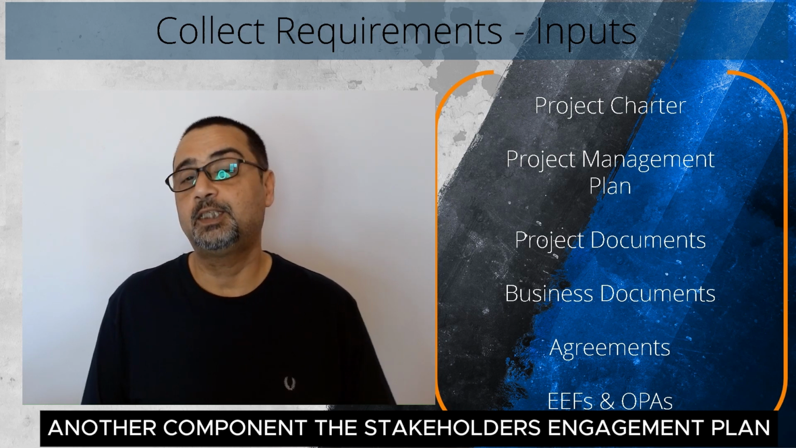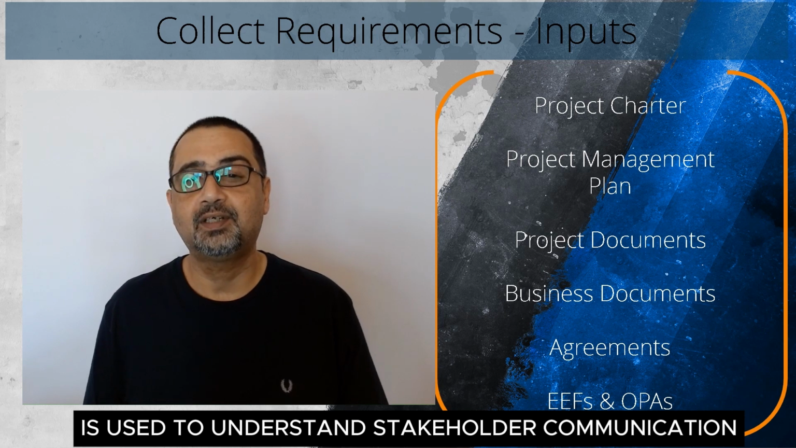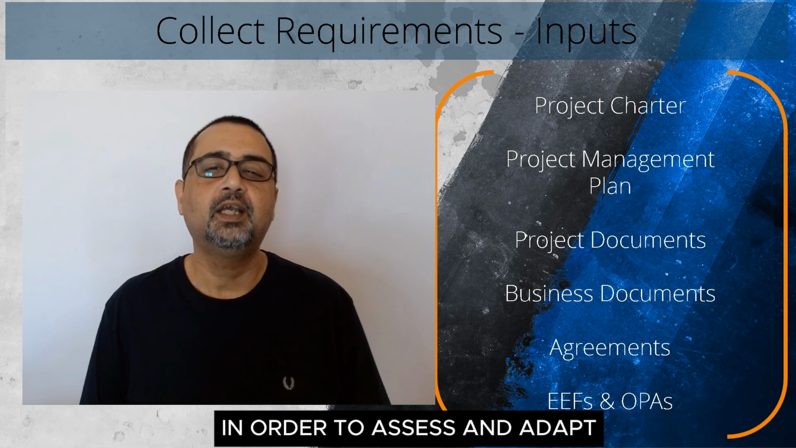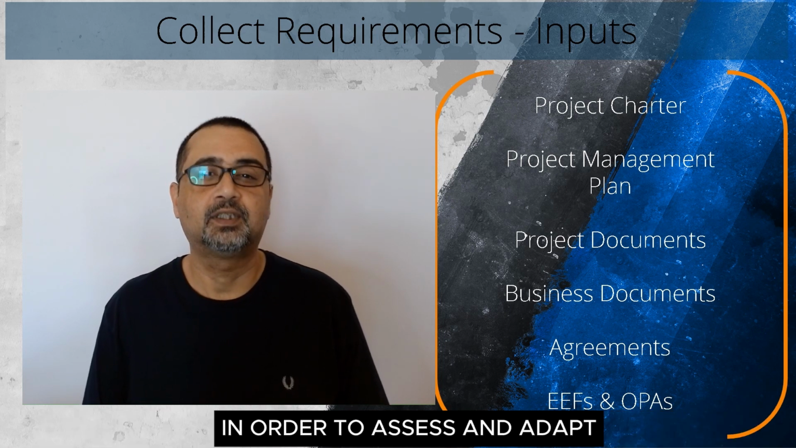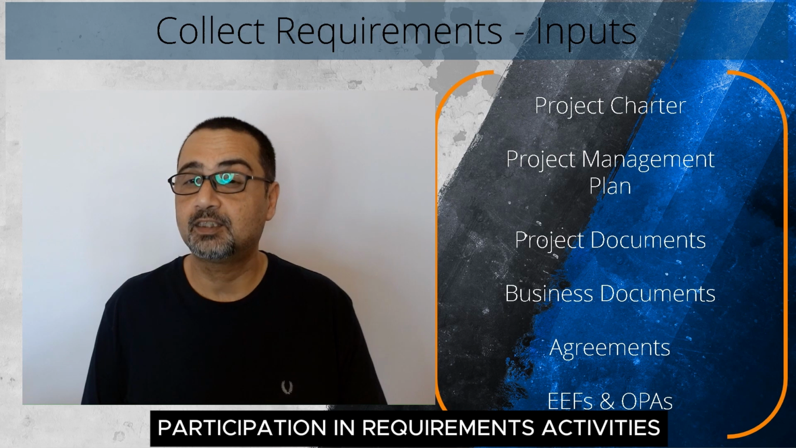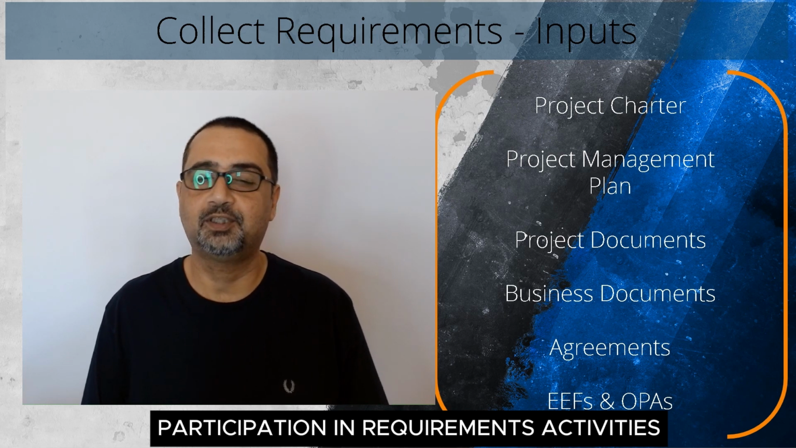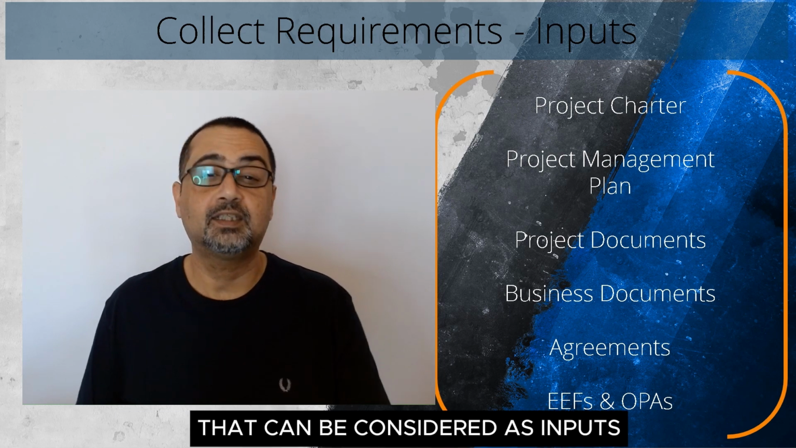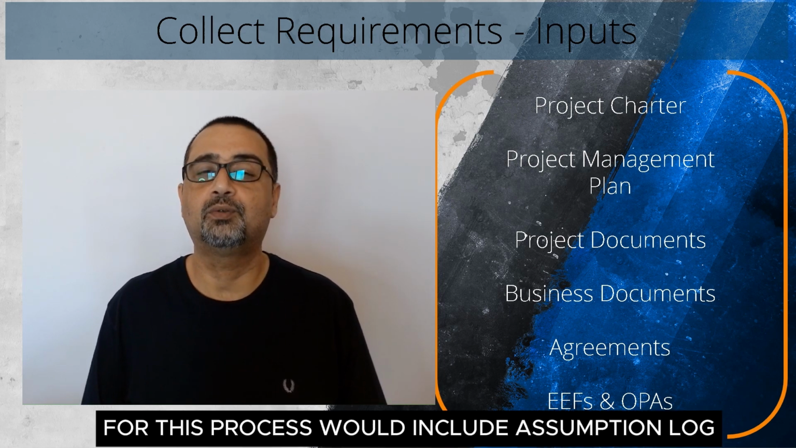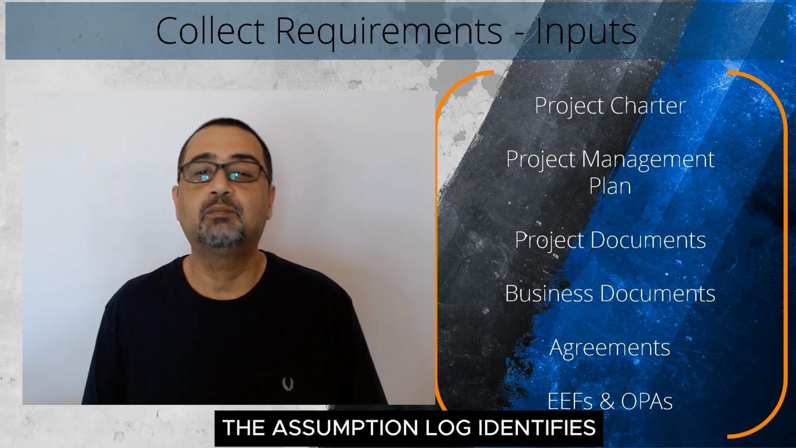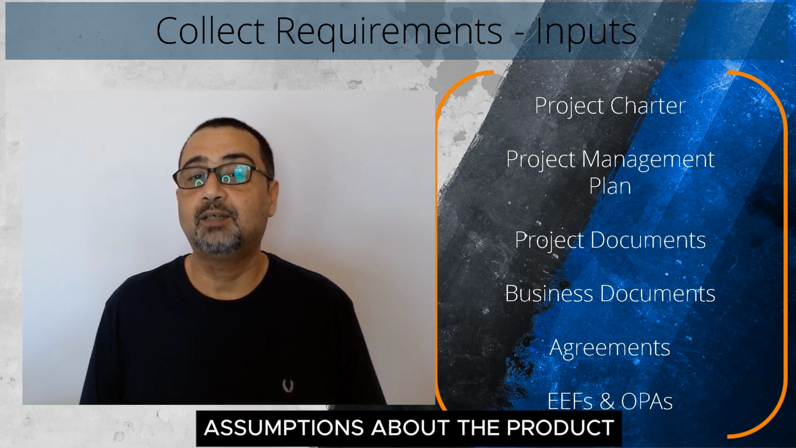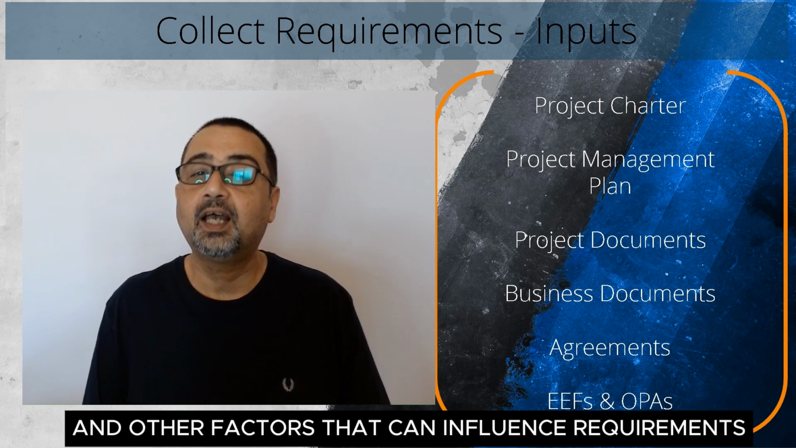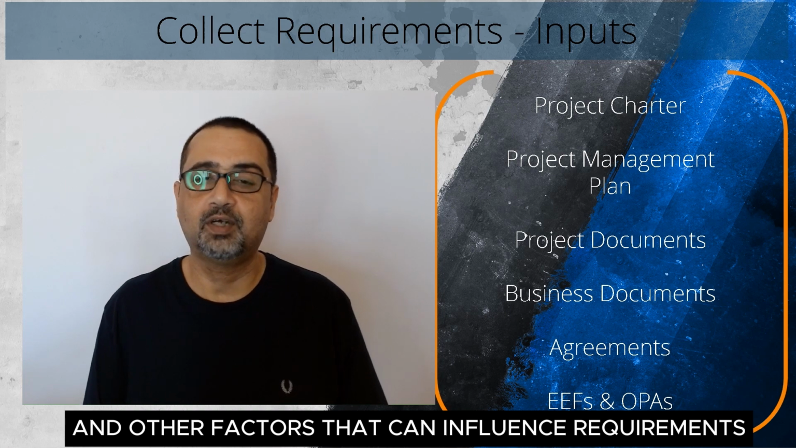The stakeholders engagement plan is used to understand stakeholder communication requirements and the level of stakeholder engagement in order to assess and adapt to the level of stakeholders' participation in requirements activities. Then we have the project documents. Examples of project documents that can be considered as inputs for this process would include the assumption log. The assumption log identifies assumptions about the product, project, environment, stakeholders, and other factors that can influence requirements.